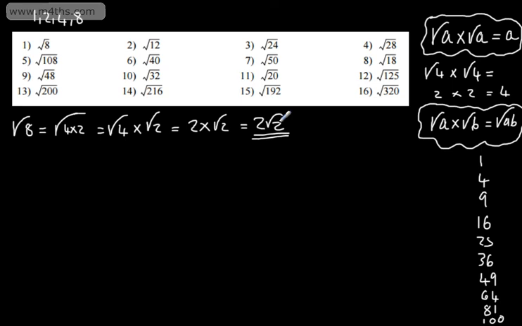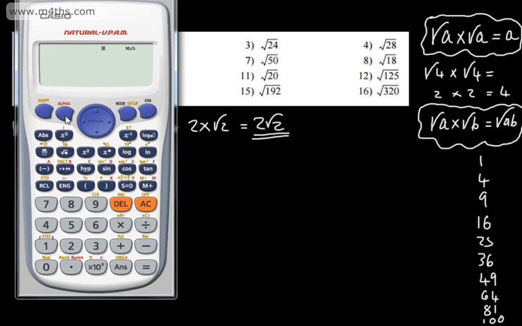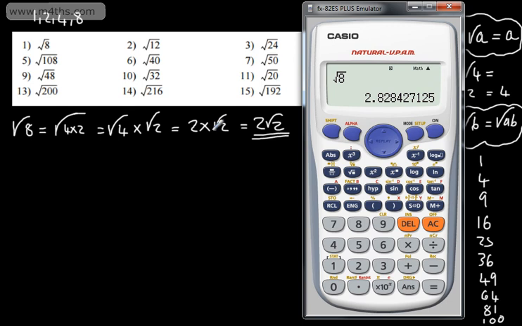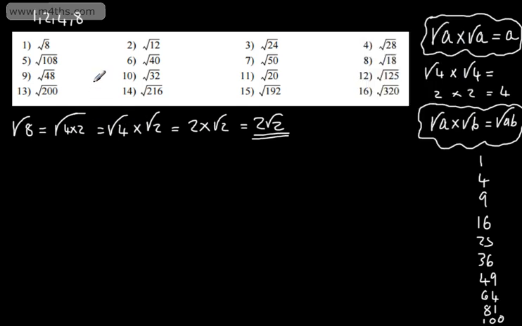I've not gone ahead and butchered it. Root 2 is about 1.41. I've not written two lots of 1.41, it's about 2.82. If I typed in the root of 8, the Casio will simplify it for us: 2 root 2, which gives us about 2.82, 2.83. So that's what we do. We don't need to do this step, we just need to show this one. So that's how you simplify a surd.